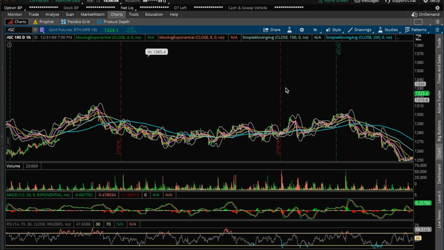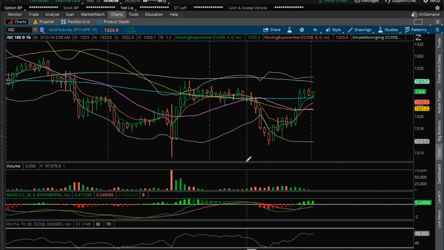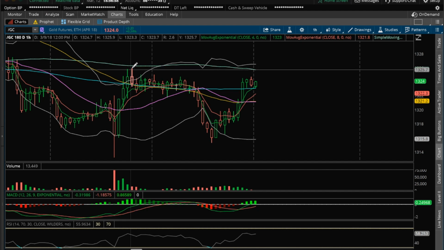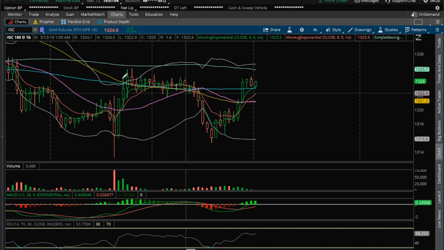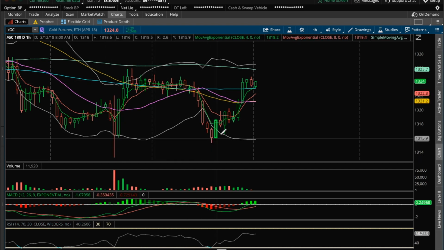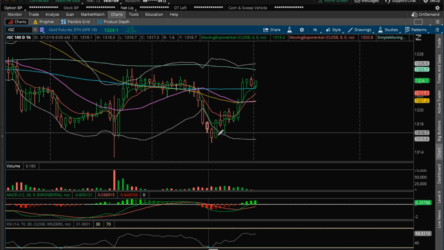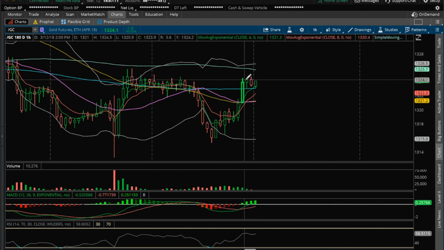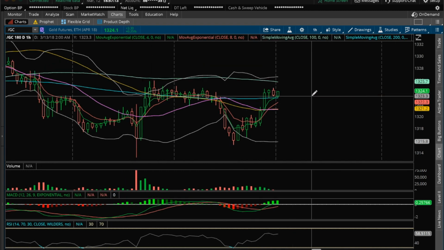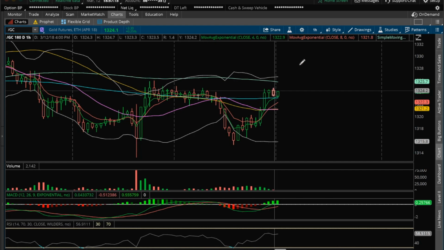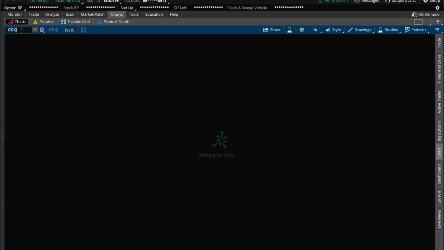In the hourly, really the same thing, same resistance. 1325.90 is what we want to see break. We had on this dip a nice little dip buying here. Bulls coming in, consolidating right here on the hourly. Healthy consolidation here on the hourly. We'll see what happens with that as it plays out. Looking at GDXJ.